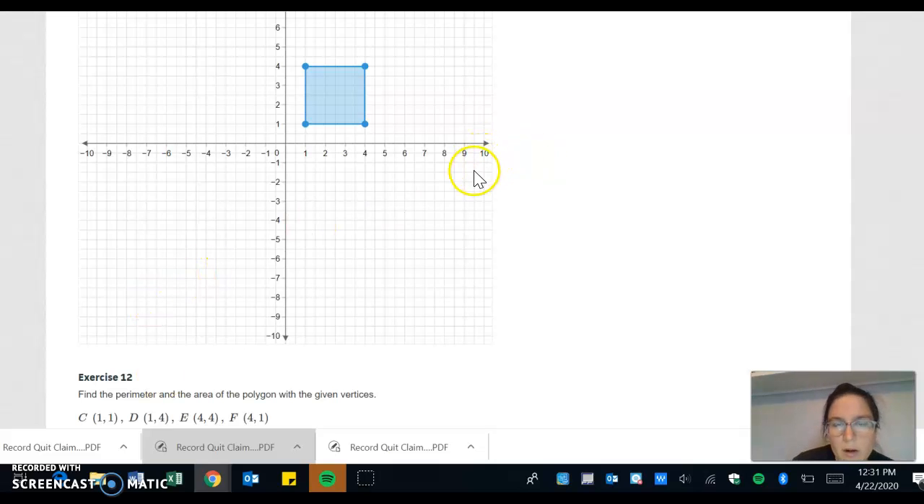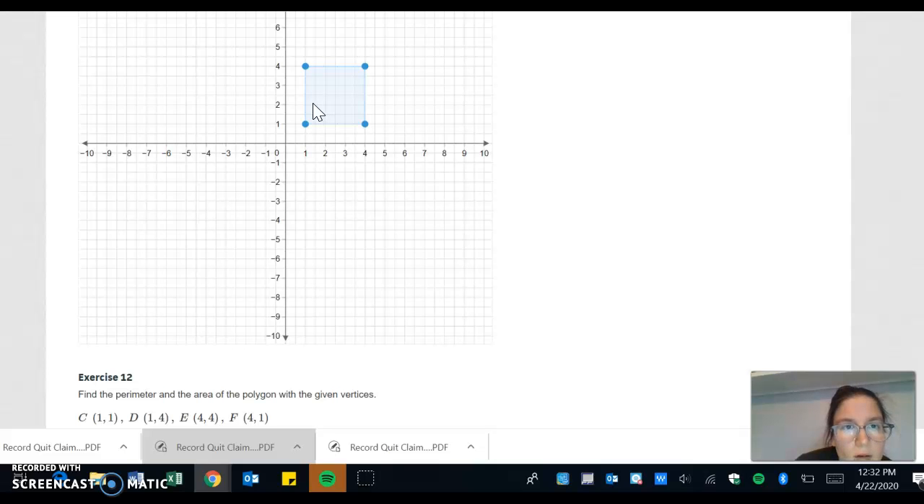For perimeter, you just have to count the units around the shape. So I'm going to take my mouse. 1, 2, 3, 4, 5, 6, 7, 8, 9, 10, 11, 12, 13, 14, 15, 16, 17, 18, 19, 20, 21, 22, 23, 24. So I got 24 around. And then the area of the polygon is length times width. So 1, 2, 3, 4.